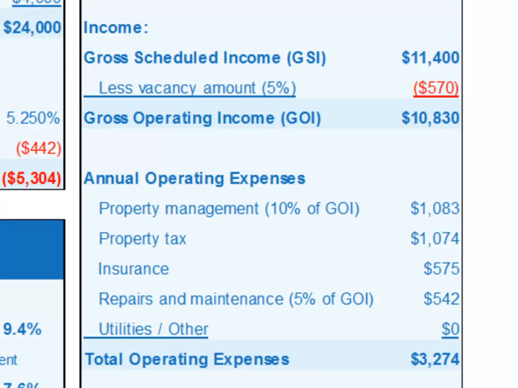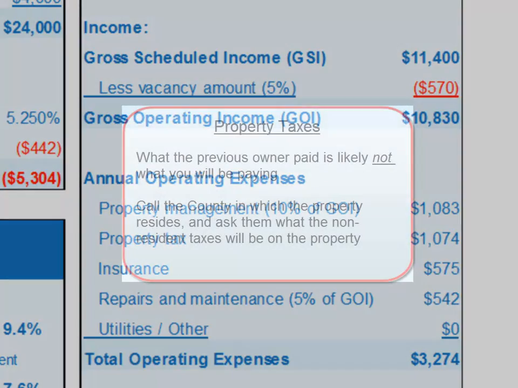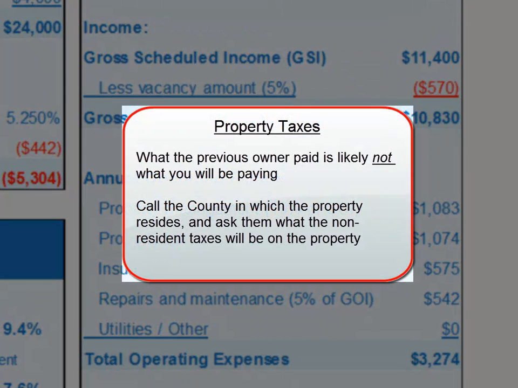We then want to add a line for our property tax expense. It is important to research what your property tax rate will be as an investor. Remember, in most areas, property is taxed at a higher rate for investors, especially out-of-state investors. It pays to call the county in which you are planning to invest to determine what your tax rate will be as an out-of-state investor. These rates can be, in some cases, 2 to 3 times the homeowner tax rate on a property.